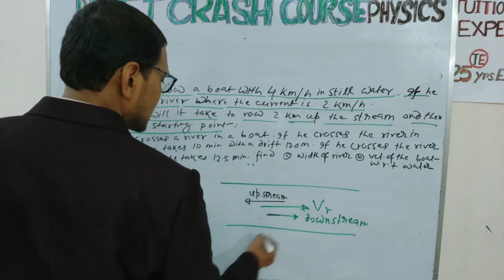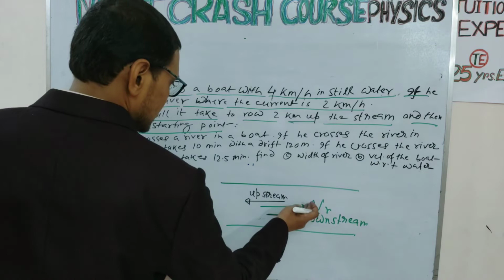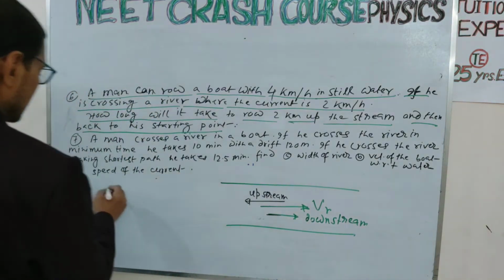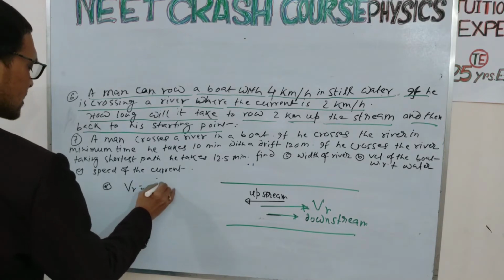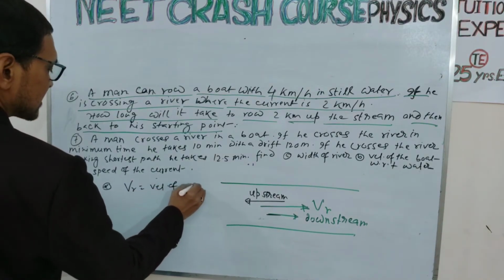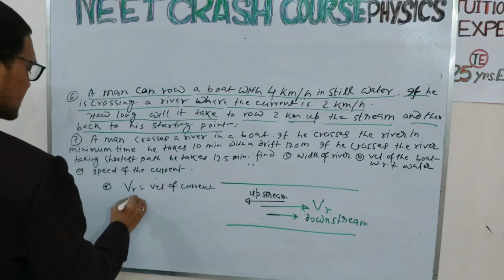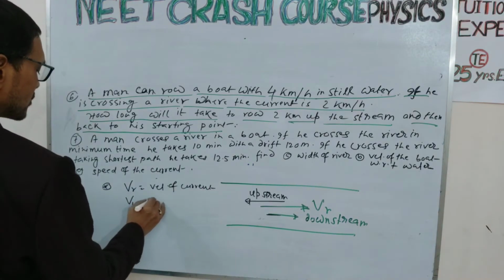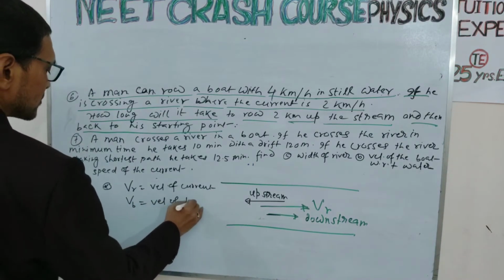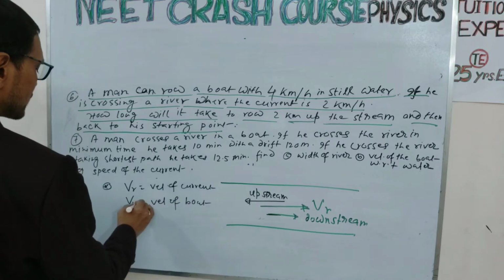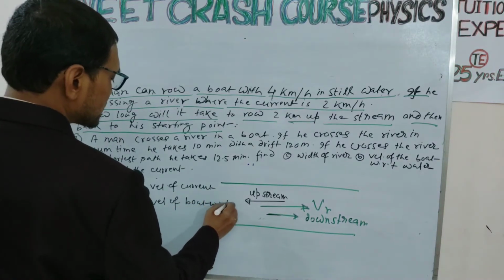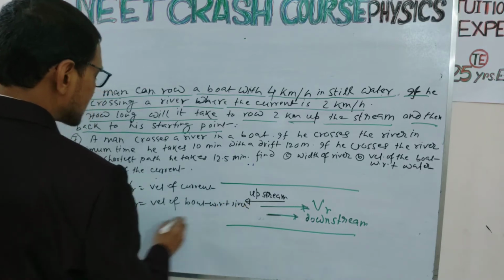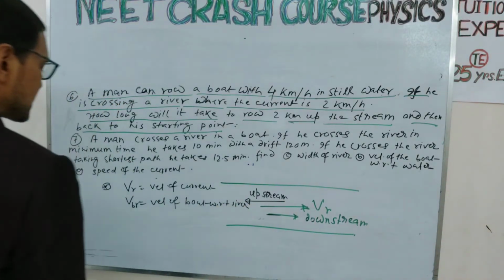So if VR equal to velocity of current and VB equal to velocity of boat, VBR we assign as velocity of boat with respect to river, or velocity of boatman in still water.